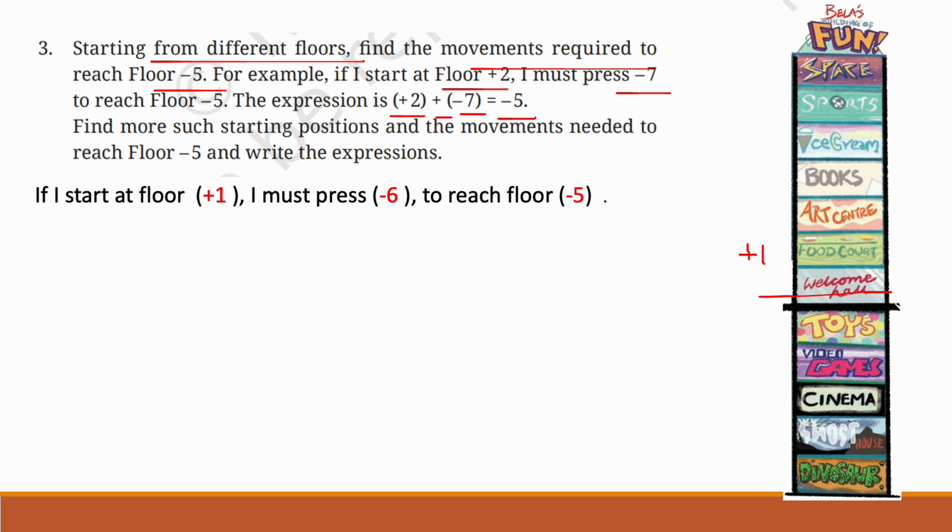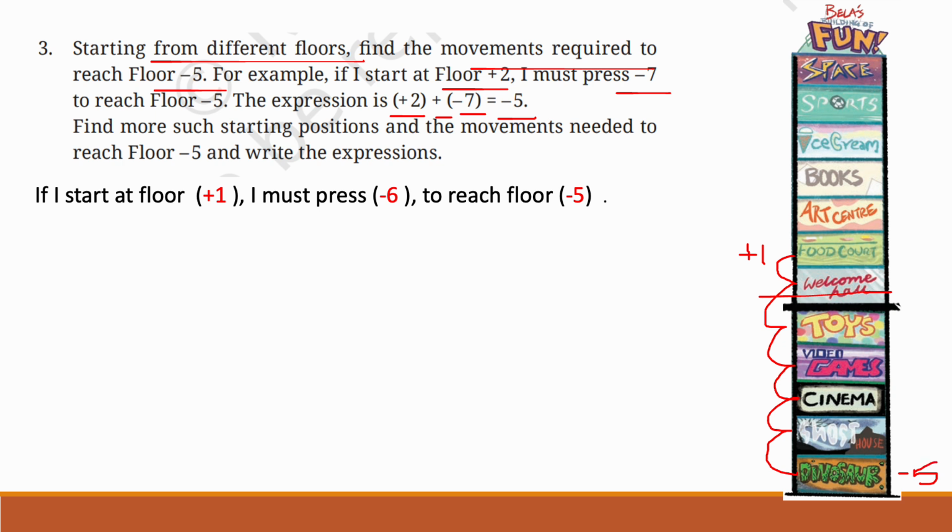This is food court, this is plus 1. If I start at floor plus 1, I must press minus 6 to reach minus 5. See, minus 1, minus 2, minus 3, minus 4, minus 5, minus 6. I must press minus 6 to reach floor minus 5. This is floor minus 5.